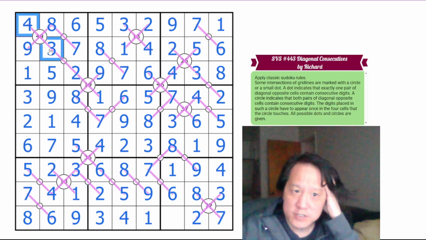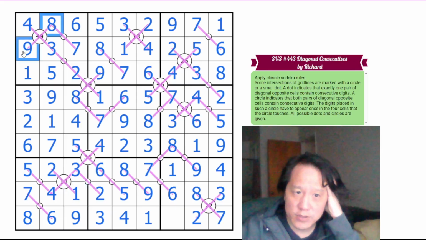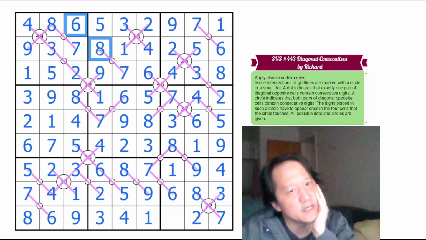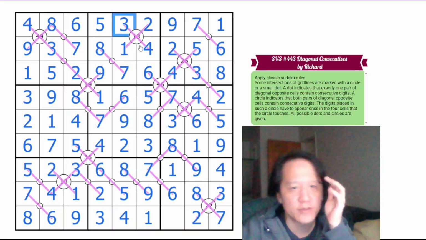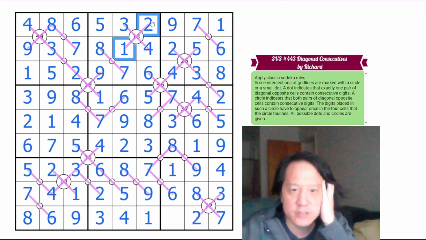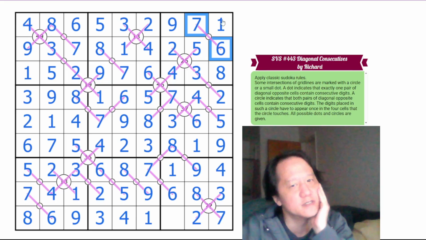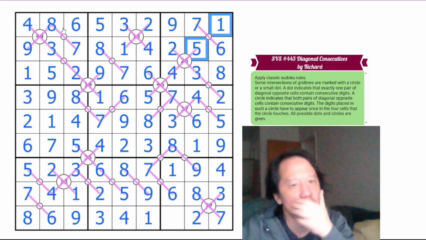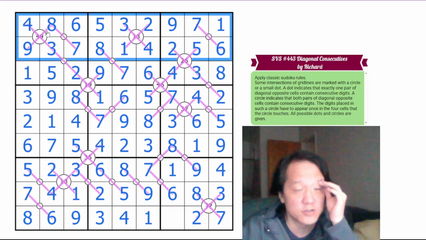Okay, 4 is consecutive with 3, 8 is consecutive with 9, 3 is not consecutive with 6, but 8 and 7 are. 6 and 8 are not, 5 and 7 are not, 5 and 1 are not, 3 and 8 are not, 3 and 4 are consecutive, 1 and 2 are consecutive, 2 and 2 are not, 4 and 9 are not, 9 and 5 are not, 2 and 7 are not, 7, 6 is, 1, 5 is not. So that's the whole first intersections.